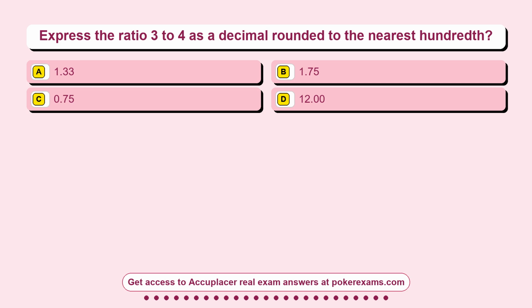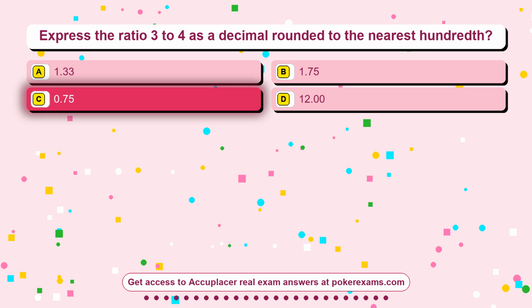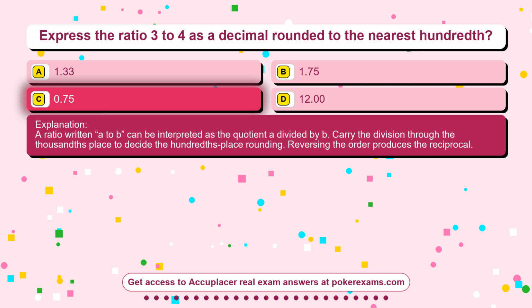Question 1. Express the ratio 3 to 4 as a decimal rounded to the nearest hundredth. Option A 1.33, option B 1.75, option C 0.75, option D 12.00. The correct answer is option C, 0.75. A ratio written A to B can be interpreted as the quotient A divided by B. Carry the division through the thousandths place to decide the hundredths place rounding. Reversing the order produces the reciprocal.